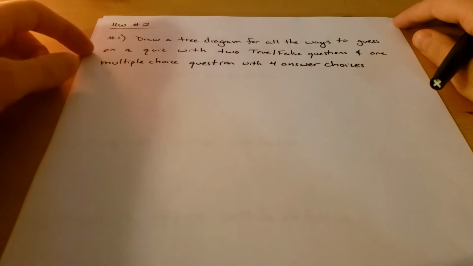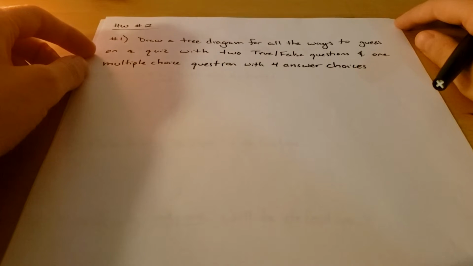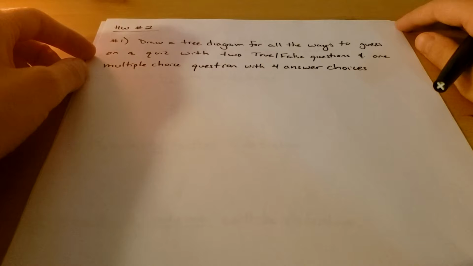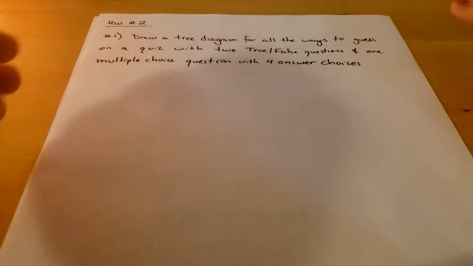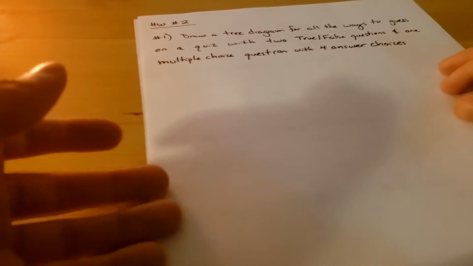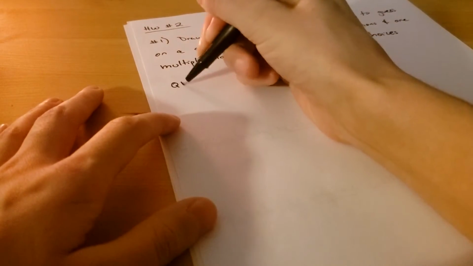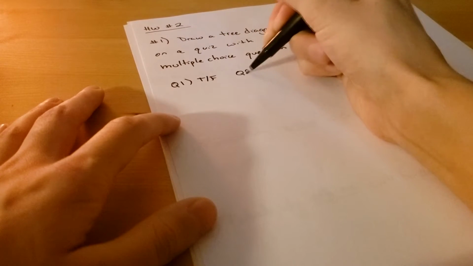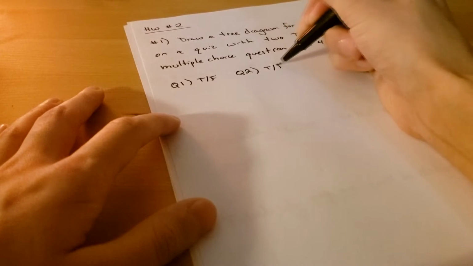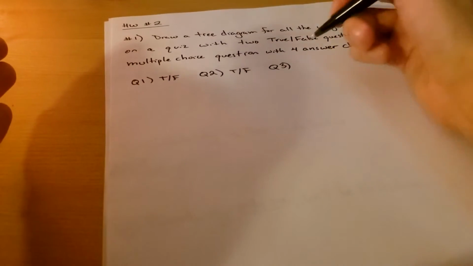Right, so the first question we had here was asking you to draw a tree diagram for all the ways to guess on a quiz that has 2 true-false questions and 1 multiple choice question with 4 answer choices. So first we need to make note of what we have. This quiz has 3 questions on it. The first question is true, false. The second question is true, false. And then the third question, it's multiple choice with 4 answer choices.